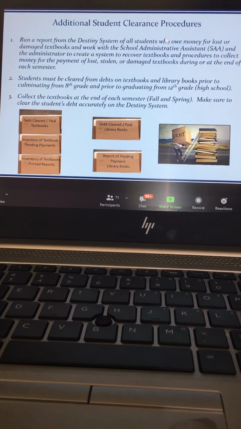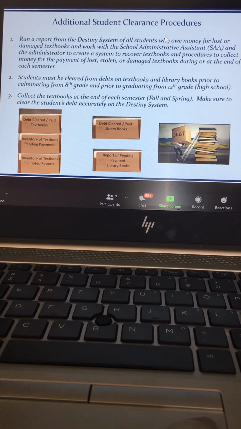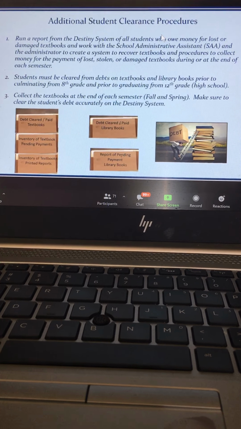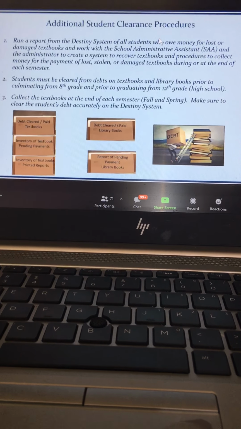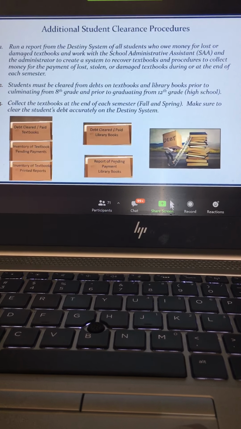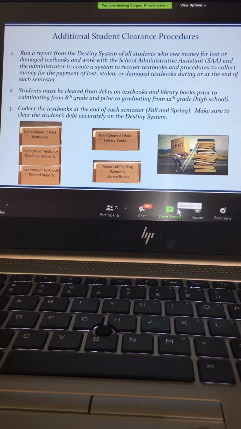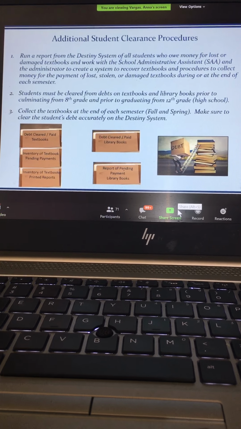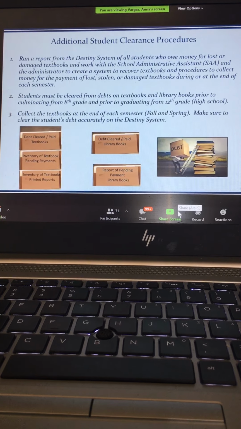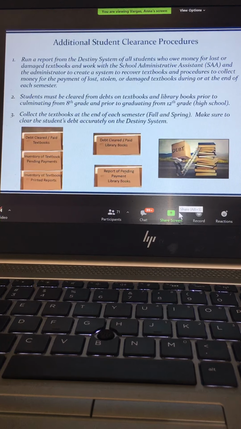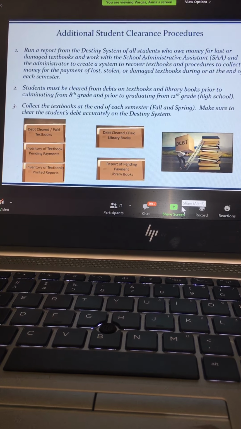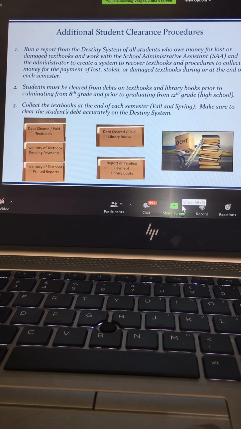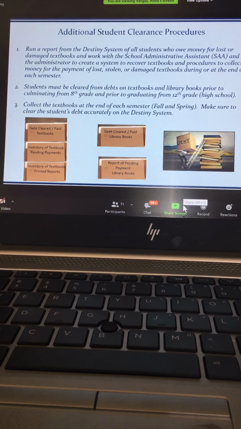Also, if the student culminated from 8th grade, make sure that the students clear any debts from textbooks or library books, because if we clear them when they culminate from 8th grade, then when they get to high school, at least the students don't have to worry about past due debts from middle school now carrying forward to high school. So this is the extra information I put together for you.